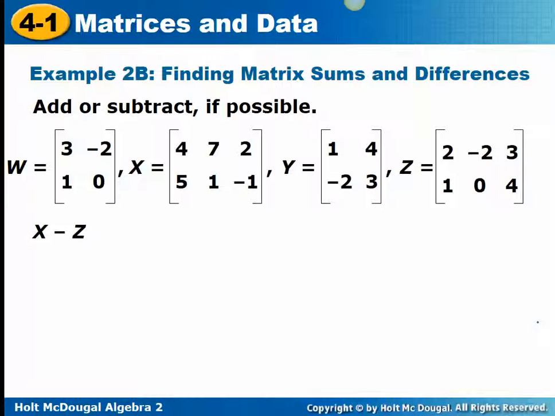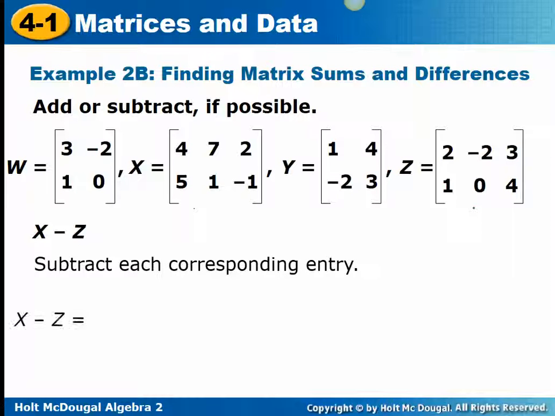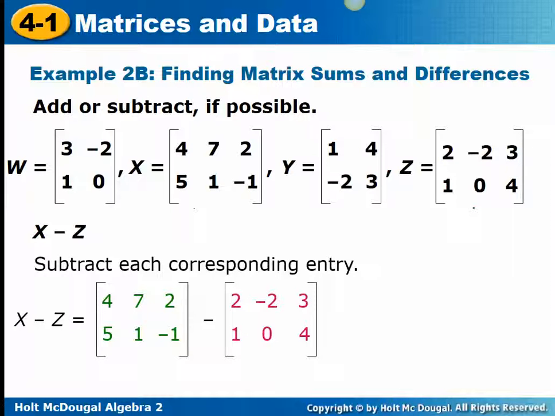This one is a subtraction, X minus C. We've got a 2 by 3 and a 2 by 3, so we can go ahead and subtract. When you subtract, be careful of the minus a negative. Make sure that you don't make mistakes like on this one when you do 7 minus negative 2. That's really 7 plus 2. So this one, when you subtract each entry with its corresponding entry, you would get the matrix 2, 9, negative 1 for the first row, 4, 1, negative 5 for the second row.